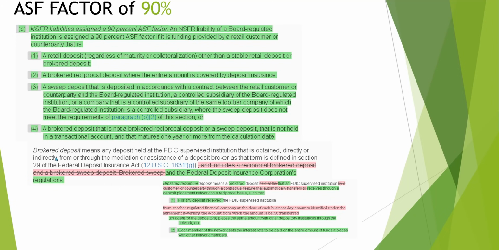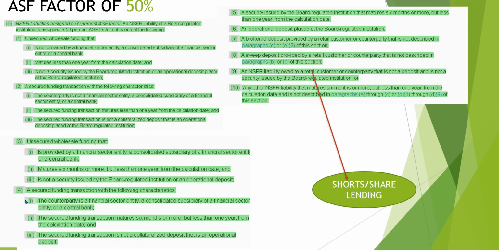Now before, check this out, the brokered deposit terminology before says from or through the mediation or assistance of a deposit broker, as that term is defined in Section 29 of the Federal Deposit Insurance Act. And then they took out this sentence, and includes a reciprocal brokered deposit and a brokered sweep deposit. Now it just says and the Federal Deposit Insurance Corporation. So it seems to me like we're skipping the broker dealers and going straight to the regulators and taking out the middleman. This could be huge. Yeah, tits already jacked.